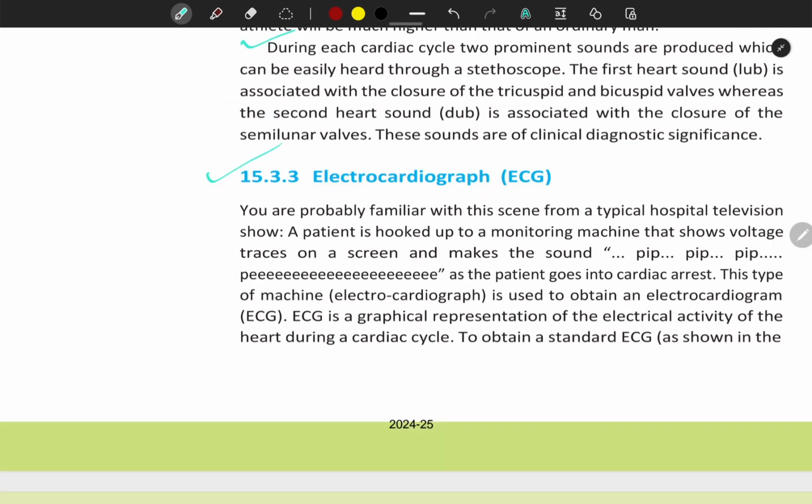15.3.3 Electrocardiograph, that is ECG. You are probably familiar with this scene from a typical hospital television show. A patient is hooked up to a monitoring machine that shows voltage traces on a screen and makes the sound pip, pip, pip, pip as the patient goes into cardiac arrest. This type of machine, that is electrocardiograph, is used to obtain an electrocardiogram, ECG. ECG is a graphical representation of the electrical activity of the heart during a cardiac cycle.